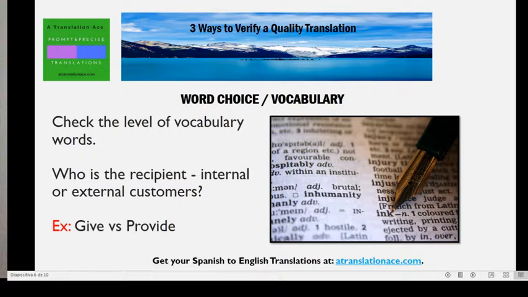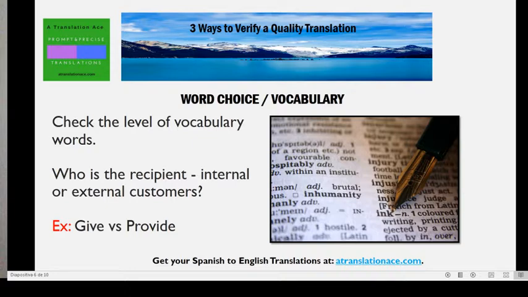Number 2, word choice and vocabulary. Knowing the level of vocabulary before you begin the translation is very important. It depends on who you're writing for, because, of course, translators are essentially writers. Is the document going to be aimed at internal customers, inside the company, or external customers? Therefore, for example, you might use give, depending on the audience. The writer is always, of course, wanting to know about the audience.